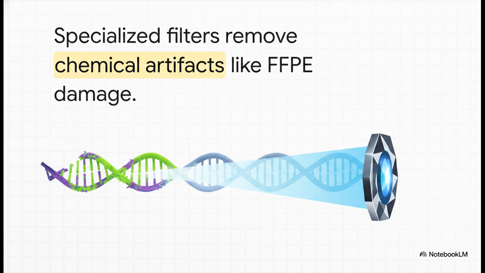You see, during the process of preserving and sequencing tumor samples, DNA can get chemically damaged. Things like the formaldehyde used to preserve the tumor tissue, known as FFPE, can actually chemically damage the DNA, creating fake signals that look exactly like low-frequency mutations. So we deploy specialized machine learning filters designed specifically to recognize and scrub out these false, chemically induced signals.